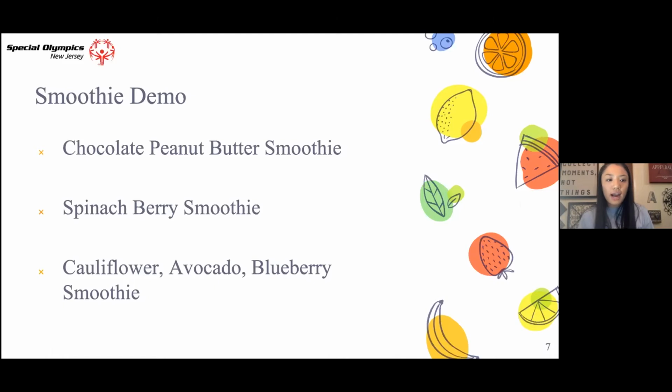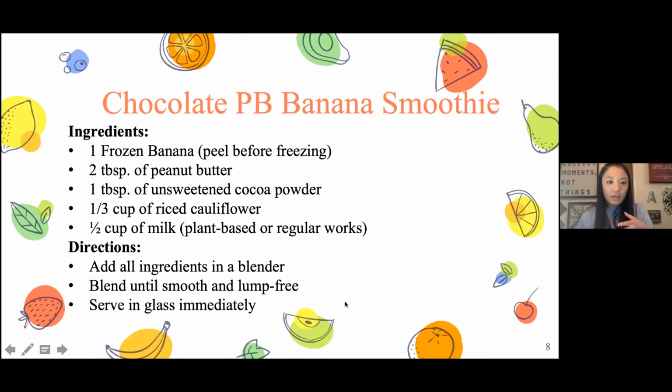All right, it looks like everyone wants me to do the chocolate peanut butter one first. And then obviously we could do the other ones too if we have time. But just to give you a little background on what these smoothies have incorporated in them, this is the recipe for the chocolate peanut butter banana smoothie.